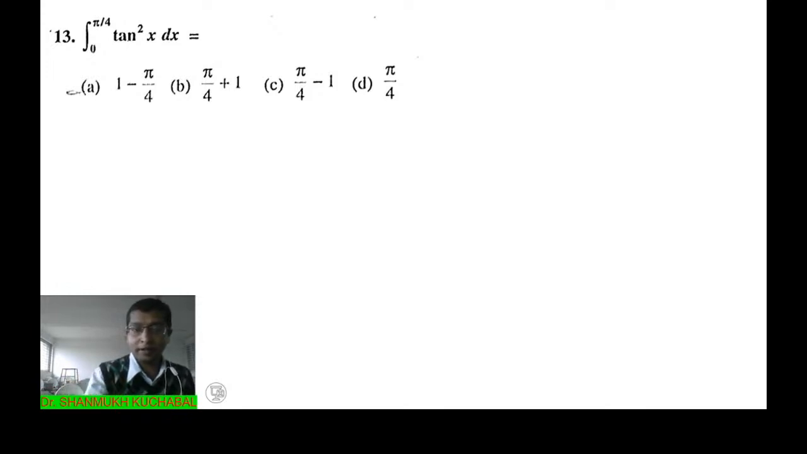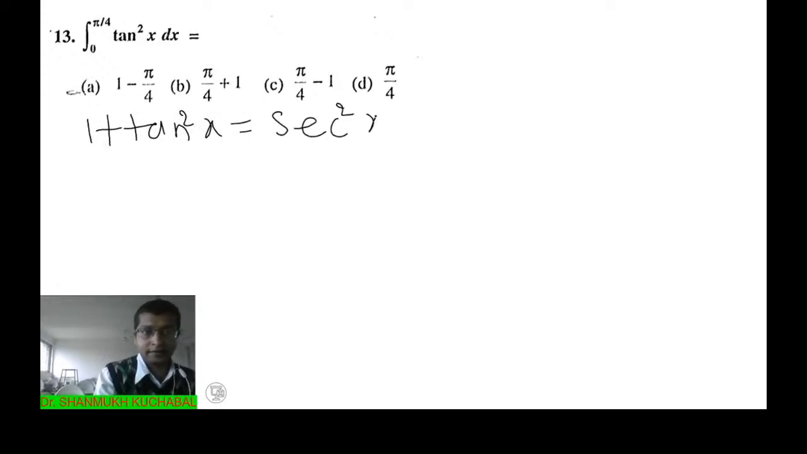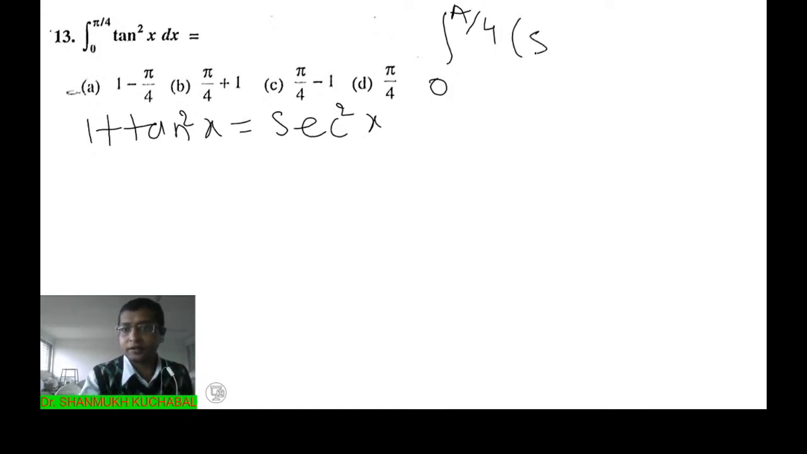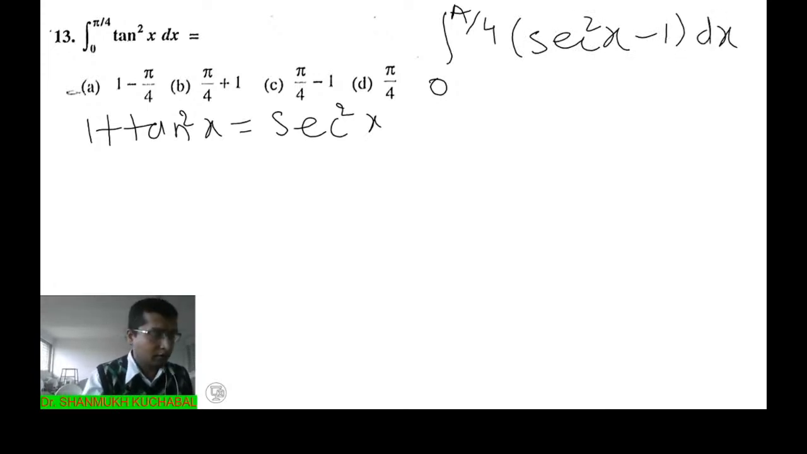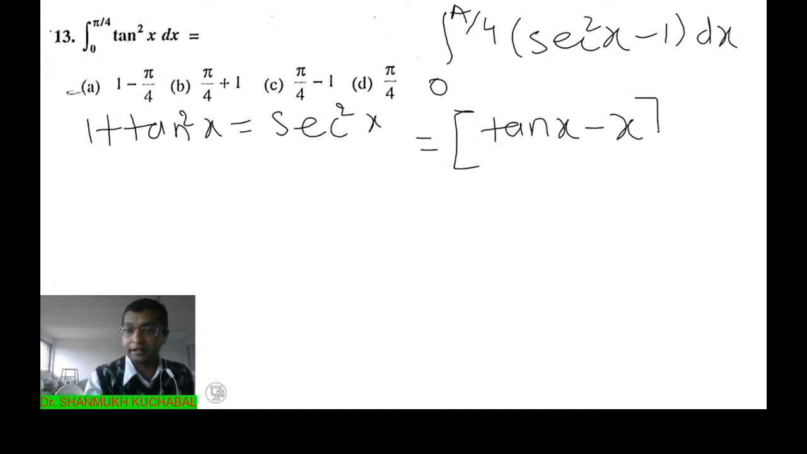So we use a trigonometric identity, that is 1 plus tan square x equals sec square x. So I can write the integral from 0 to pi by 4 of tan square x as sec square x minus 1, times dx. Further we find the integration of sec square x, which is tan x, and minus the integration of 1, which is x. The limit is from 0 to pi by 4.